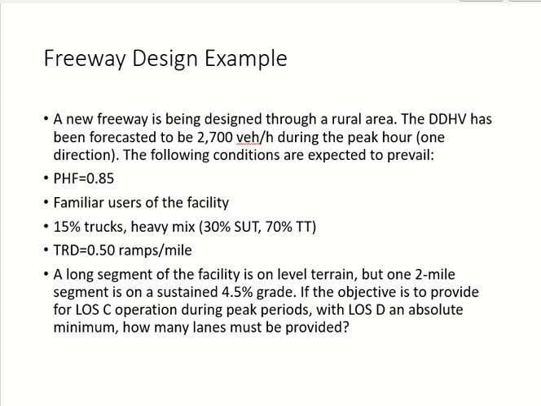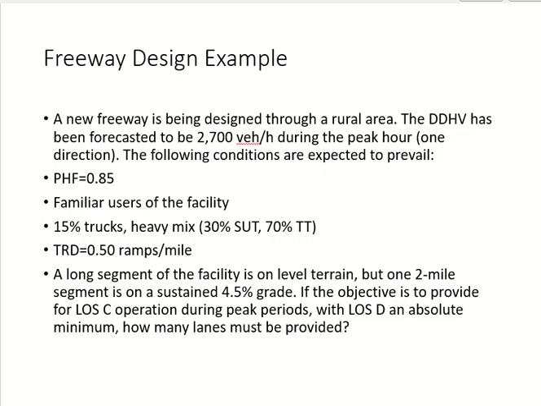The design volume is given. Peak hour factor is given. We have 15% trucks, and it's a heavy mix now. The heavy mix means more trailer trucks and fewer single unit trucks. Ramp density is given. There's a long segment which is on level terrain, but there's a 2-mile segment.